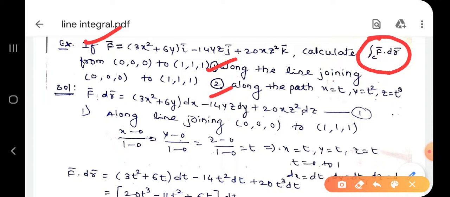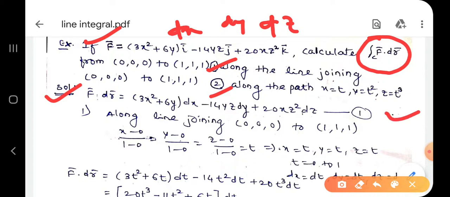Here f bar is given. From that f bar, write down f bar dot dr bar. We know that we can remove i, j, k and just write dx, dy and dz in place of i, j, k. So you will get f bar dot dr bar is equal to (3x square plus 6y) dx minus 14yz dy plus 20xz square dz, and call this equation number 1.